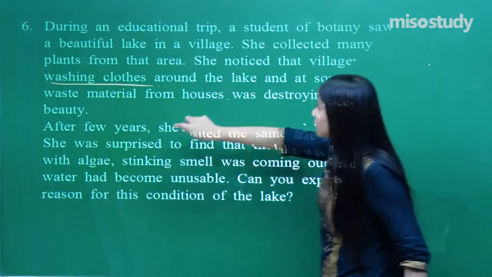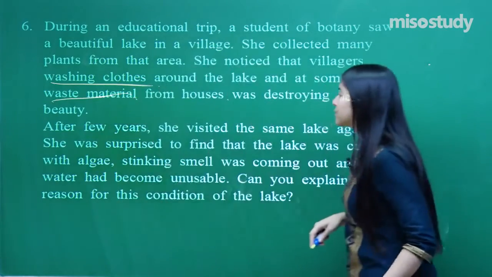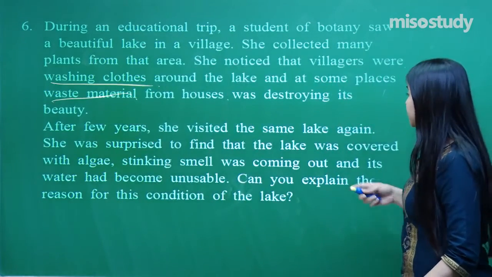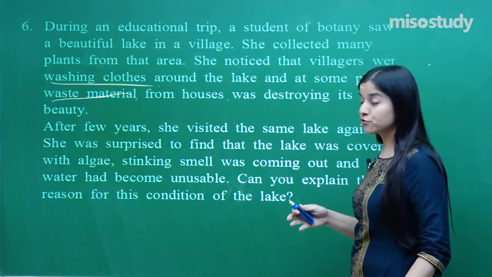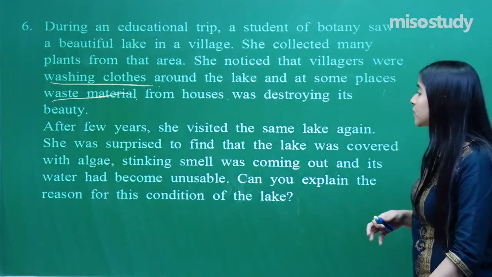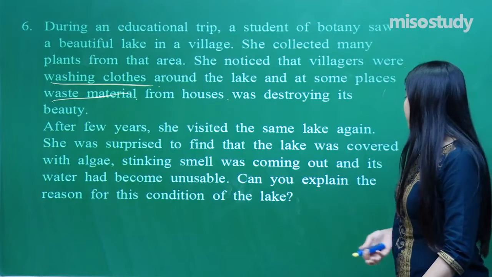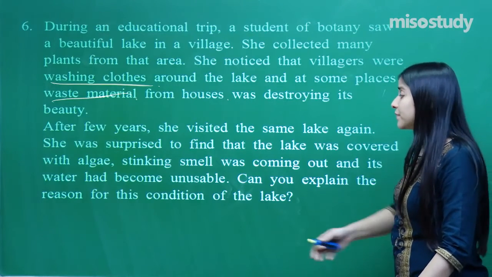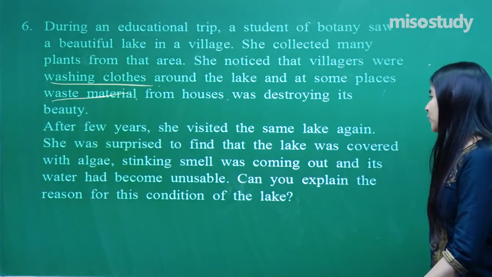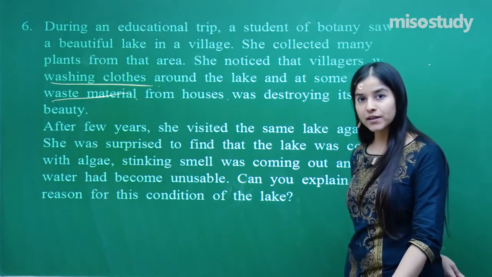After a few years, so I need to underline this waste material as well. After a few years, she visited the same lake again. She was surprised to find out that the lake was covered with algae. A stinking smell was coming out of it, and the water had become unusable. Fine. Can you explain what kind of condition this is on the lake?